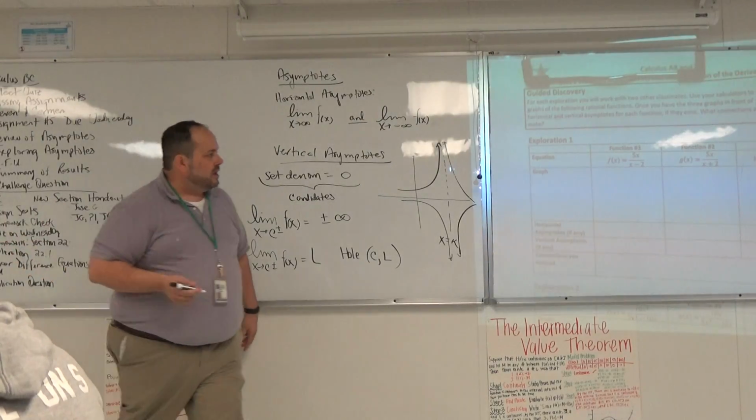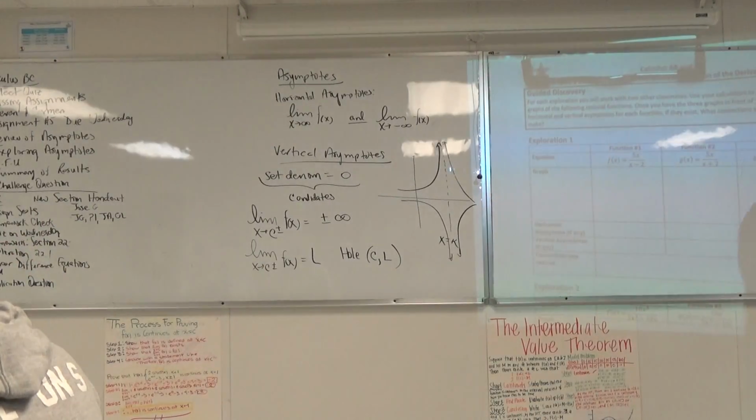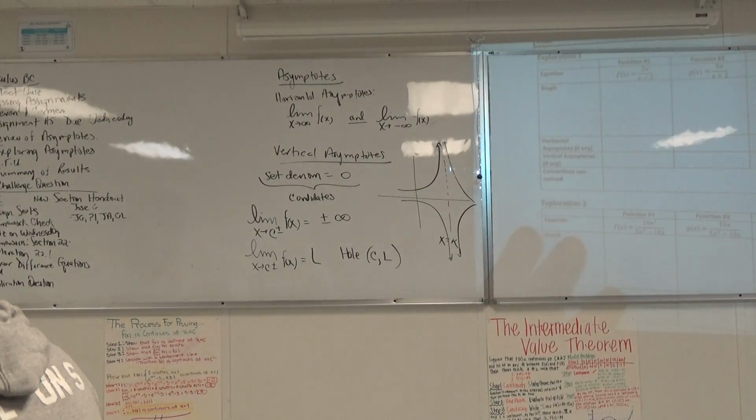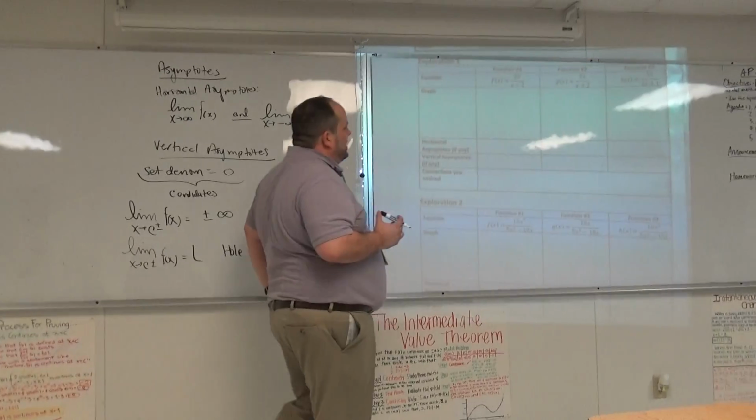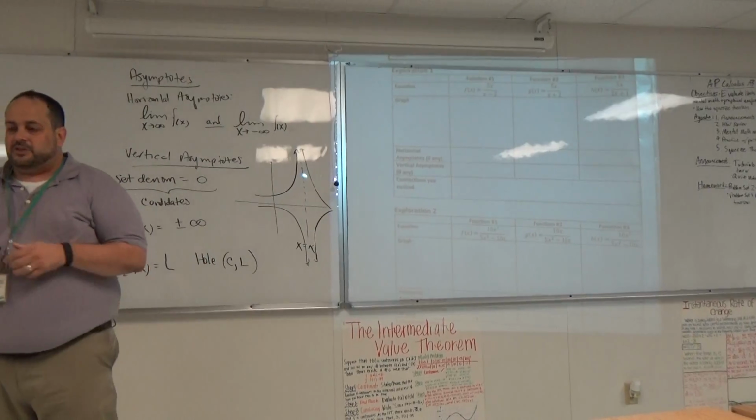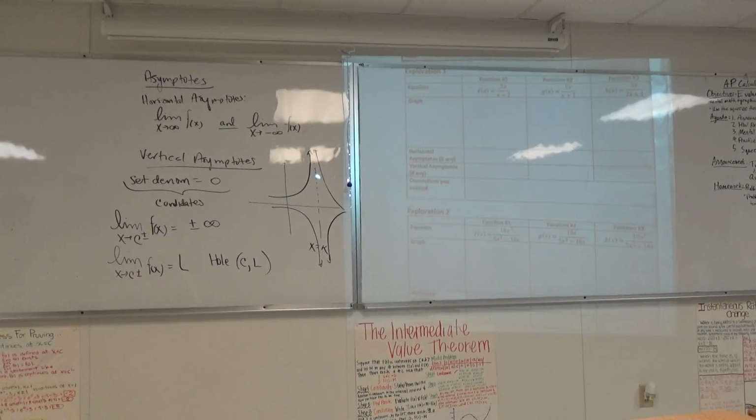Okay, so I want to go in a slightly different direction than what I have in my lesson plan. So for anybody watching at another campus, you might be like, wait, that's not what you said you were going to do. Let's take a look at 5x divided by x minus 2. I want you guys to first graph it on your calculator.